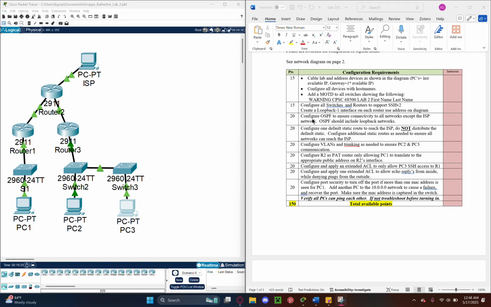The OSPF was easily troubleshot as well. That was somewhat difficult too, making sure that everything was connected. Configuring the static route was not difficult. It's been a minute since I've done it.